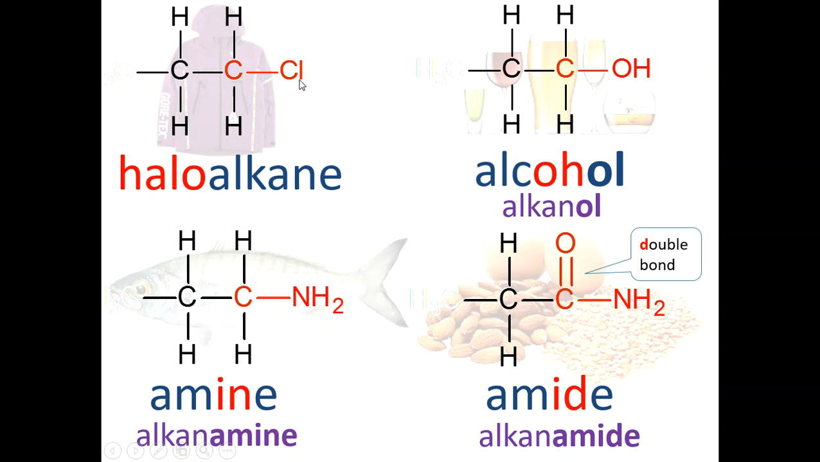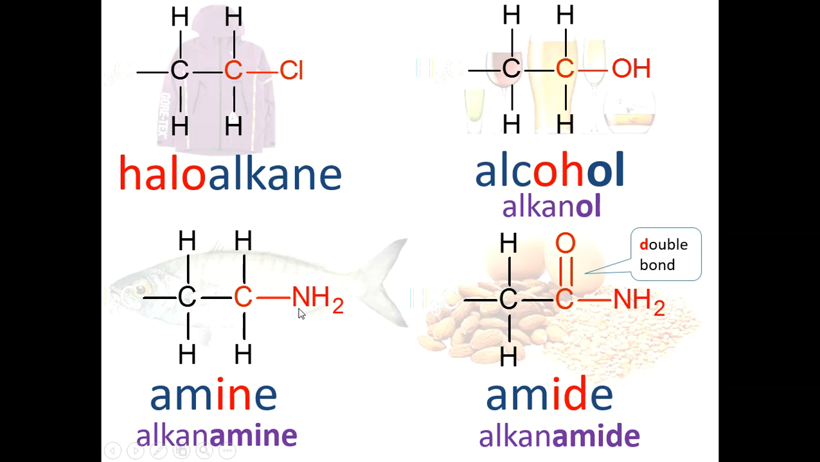If I replace the hydrogen with a nitrogen, now the nitrogen can be bonded to hydrogens or to other carbons, then we call it an amine. And think of N for nitrogen, and that means I have a nitrogen bonded to a carbon. And it follows a naming pattern of alkanamine, so ethanamine, for instance.